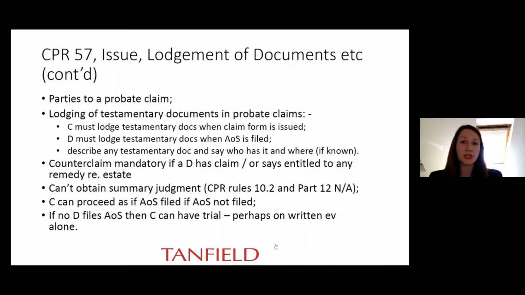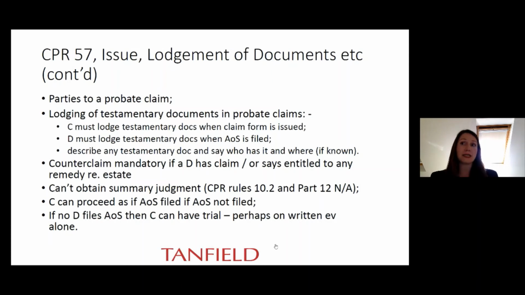Claims are often issued in the county court, and that is because it has unlimited jurisdiction to consider 1975 Act claims. But if there is also a challenge to a will, then you should issue in the High Court because of the £30,000 limit for probate claims in the county court. Now, Part 8 procedure applies, and Rule 57.16 sets out the procedure.